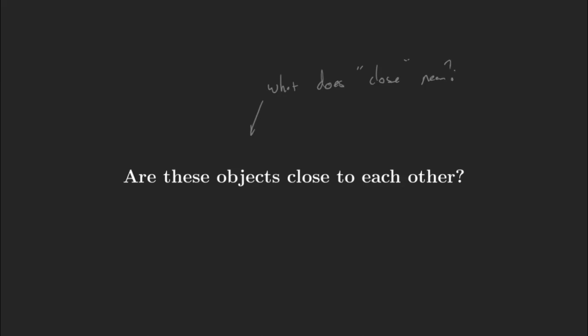So, two objects up on the screen. You can pause the video for a little bit to think about it. These two dots. Are these two dots close to each other? If so, why? If not, why not? Really what I'm getting at is, what's your definition of closeness? Try and formalize that in your head. Pause the video again, and we'll think about this together.